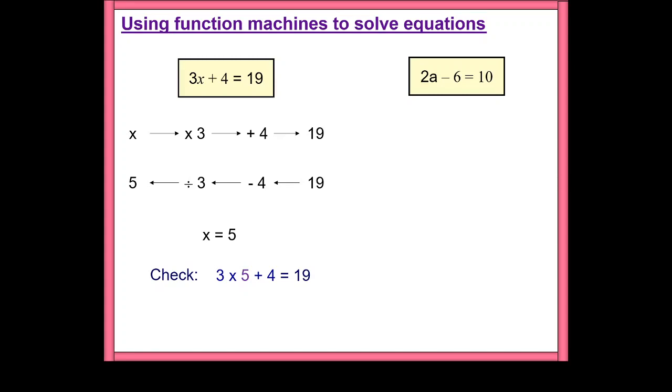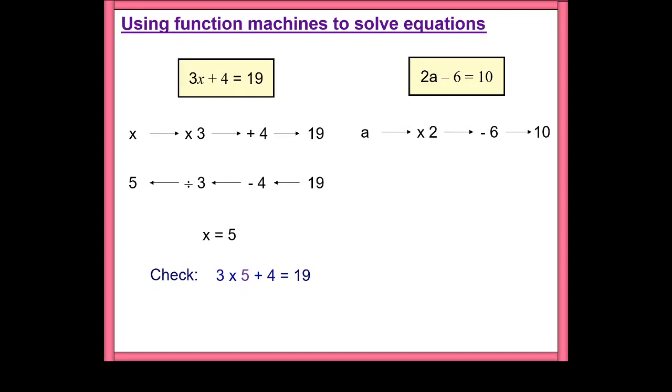Looking at the one on the right hand side then, exactly the same, but we've changed the letter this time. So we're using the letter A. So A is our input. The first thing that's happened to A is that it's been multiplied by 2. We've then subtracted 6 and our output is 10.